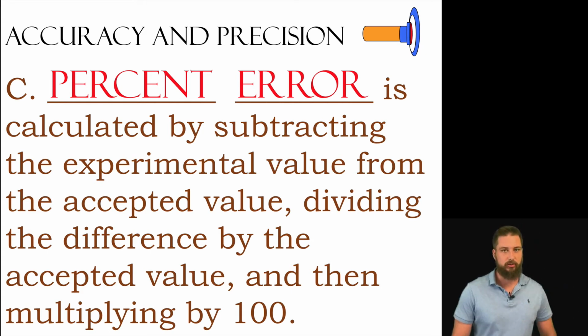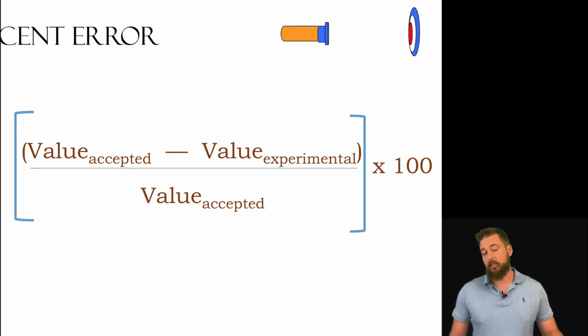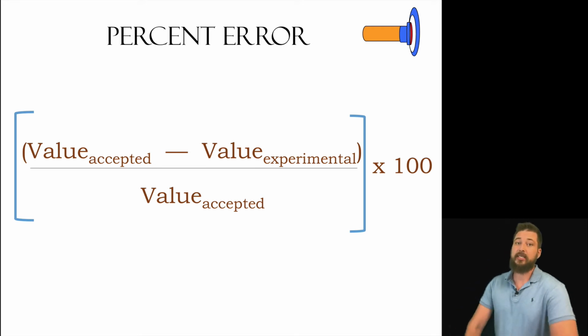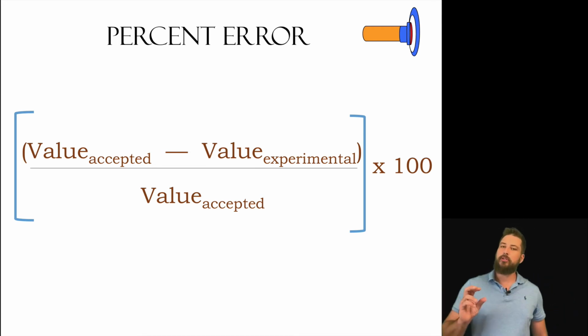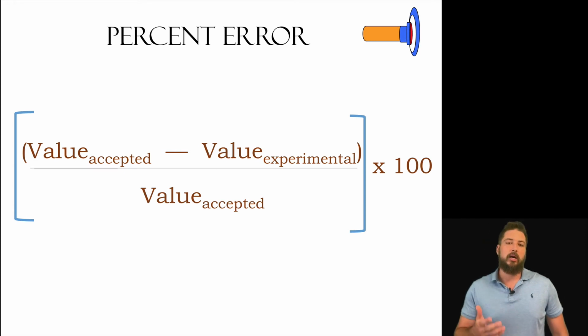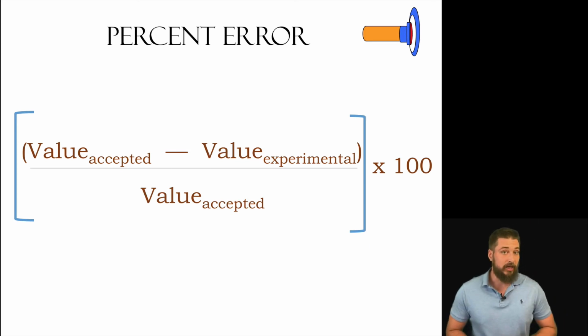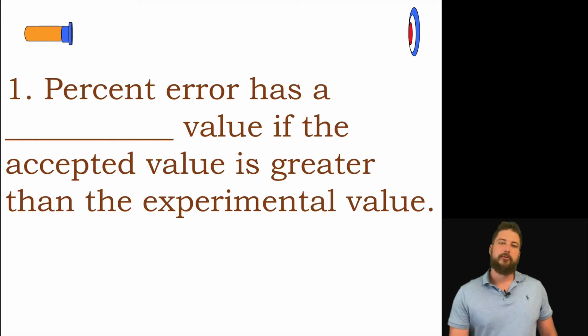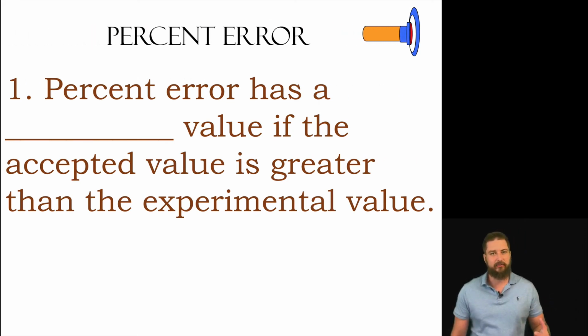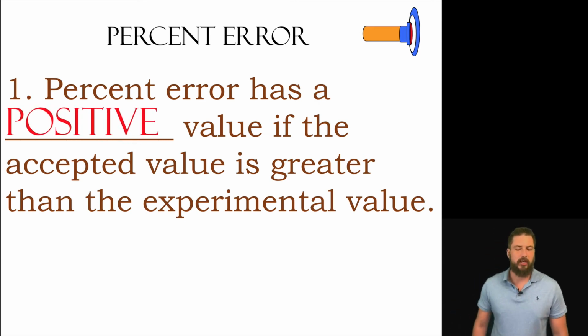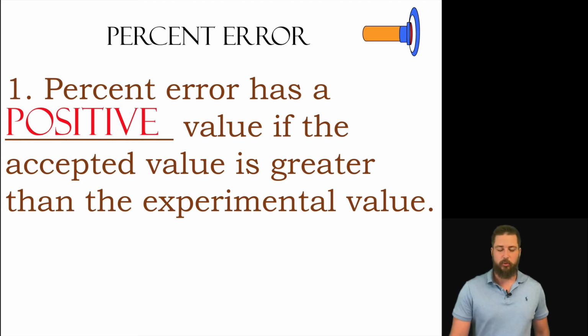And we're going to go ahead and take a look at the formula here. If you take a look, it is the accepted value, which is the true value, minus the experimental value, which is always going to be the value that you measure. So anytime you take a measurement, that's going to be your experimental value. And then you divide it by the accepted value multiplied by 100. If percent error has a positive value, what that means is that the accepted value is larger than the experimental value. And we're going to see an example of why that is in a moment, and I think it'll make sense.